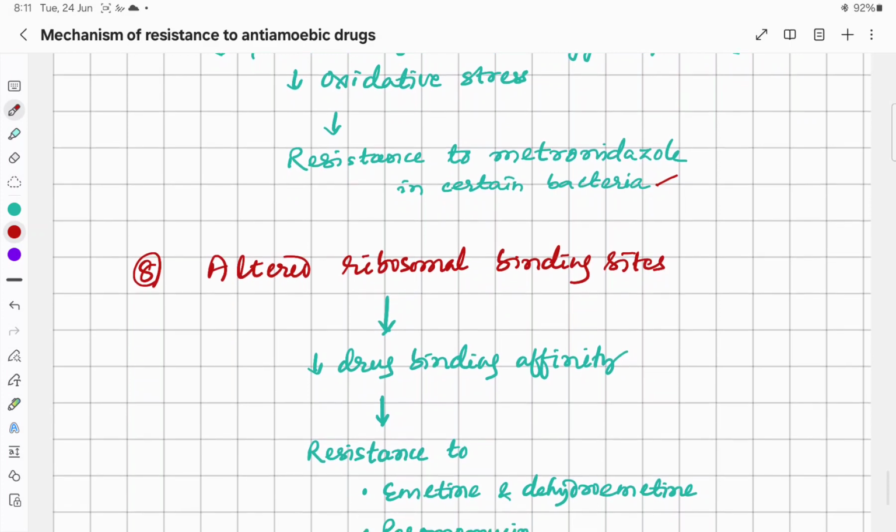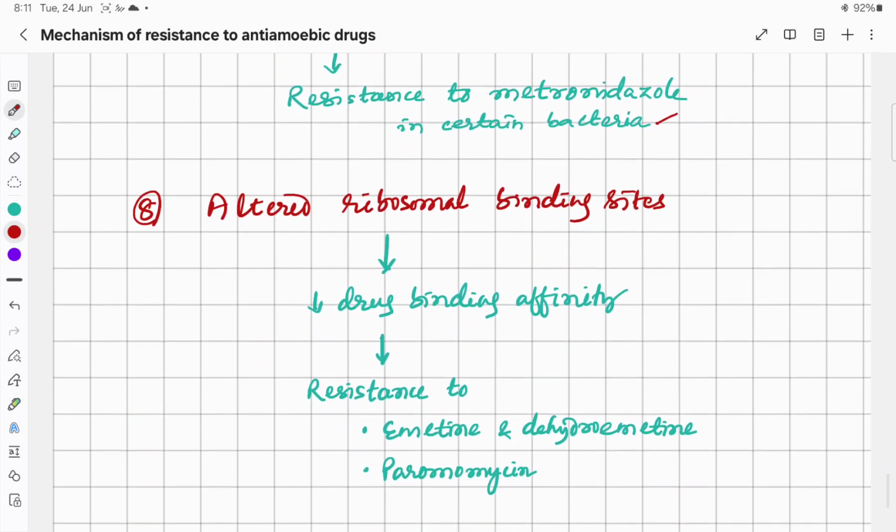Finally, the altered ribosomal binding sites, so the drugs which bind to the ribosome like emetine, dehydroemetine, and the antibiotic paromomycin. Due to altered ribosomal binding sites, there can be decreased drug binding affinity and hence resistance. So this is all about the mechanisms of resistance to anti-amoebic drugs.